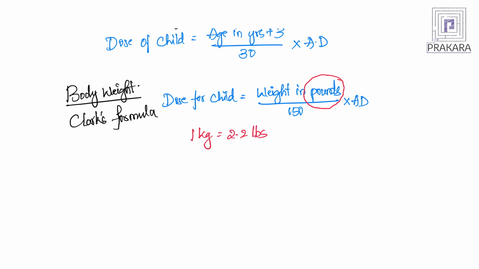So this conversion is very important while you are calculating it for the Clark's formula. If in a problem the weight is given directly in pounds, you can directly substitute here. But if it is given in kgs, first you have to convert that into pounds and then calculate the dose of the child. And then the next one we have is based upon body surface area.